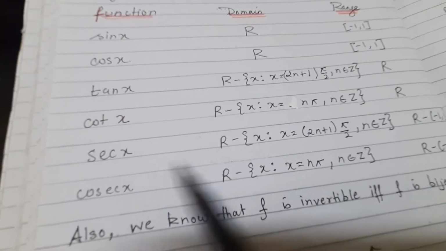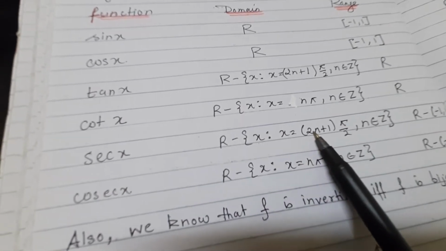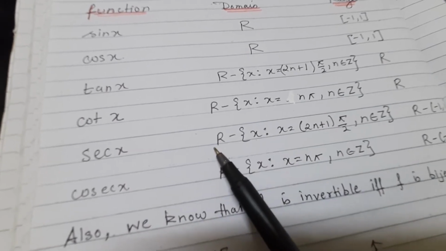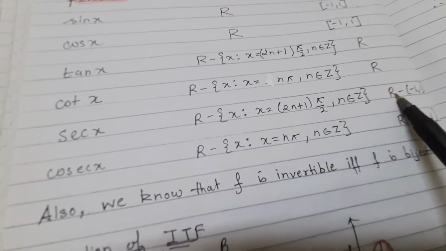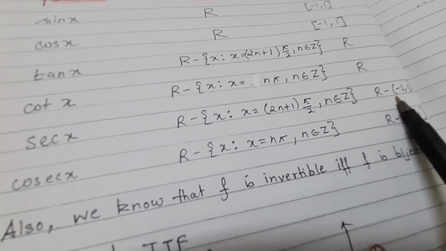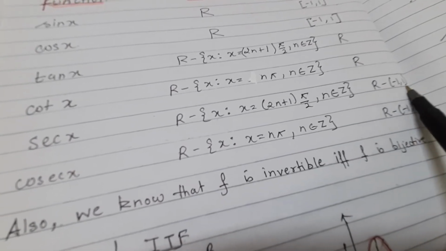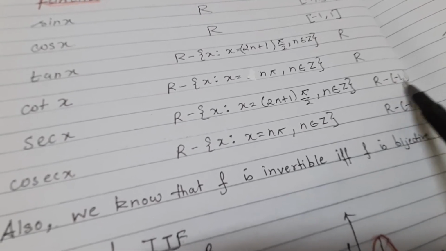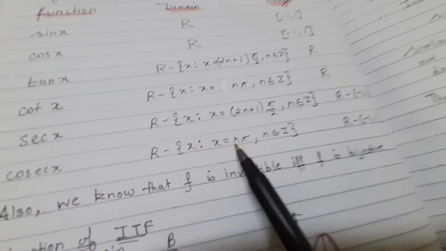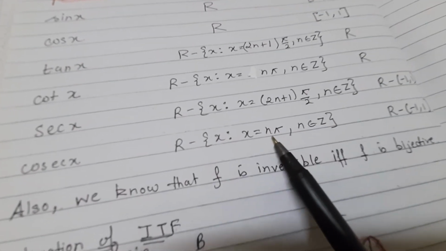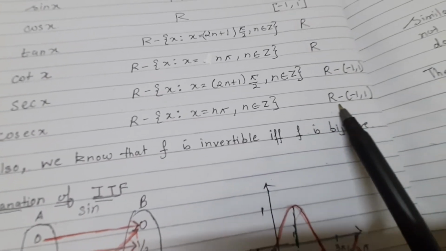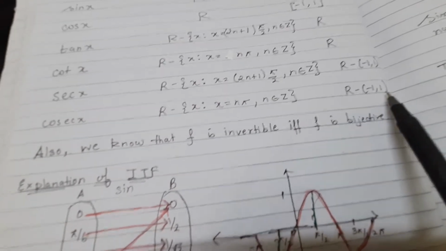Similarly, sec x is 1 upon cos x, and we subtract the odd multiples of pi by 2 from R, because there sec x is not defined. The range will be R minus the open interval (-1, 1); we will never get a value of sec x between -1 and 1. And cosec x is not defined at the multiples of pi, so we subtract the multiples of pi from R, and the range is again R minus (-1, 1).